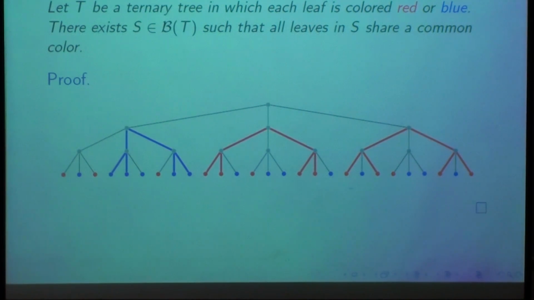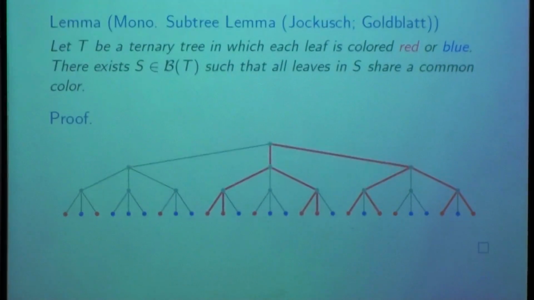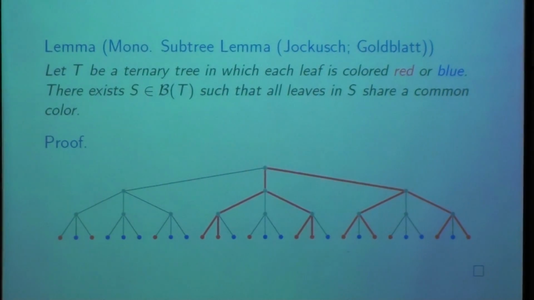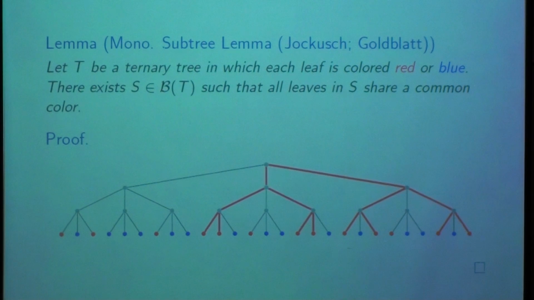Well, we only have two colors. Those binary subtrees either come in blue or they come in red. There's no other possibility. And we have three children at the root. Well, okay, two of them have to be the same color, and there you go. You choose those two branches to be part of your binary subtree. Okay, so that's kind of nice. All right, that's one lemma that we'll put into our toolbox.